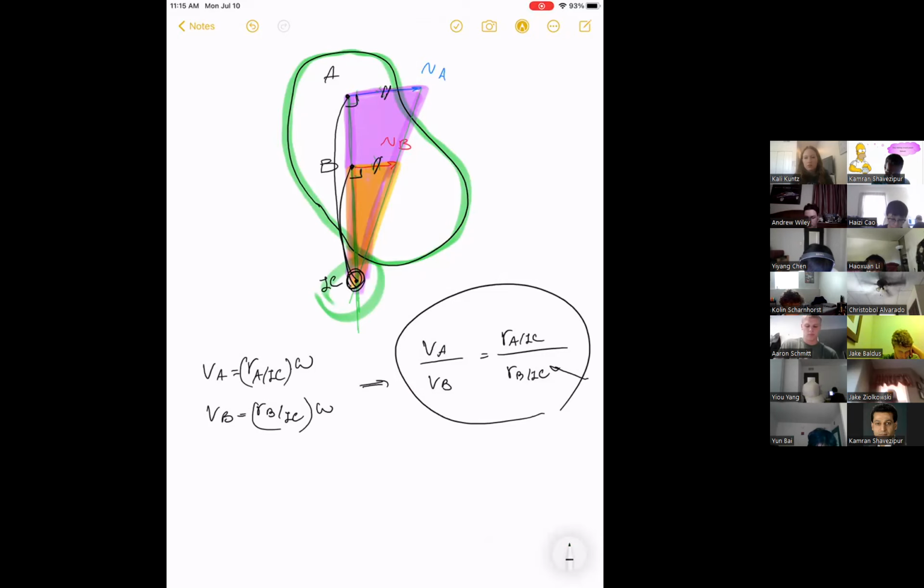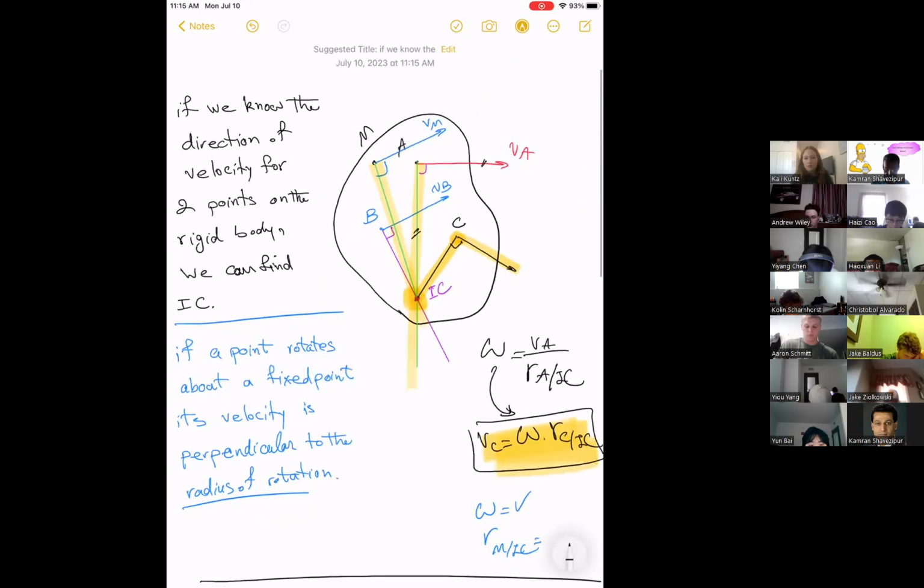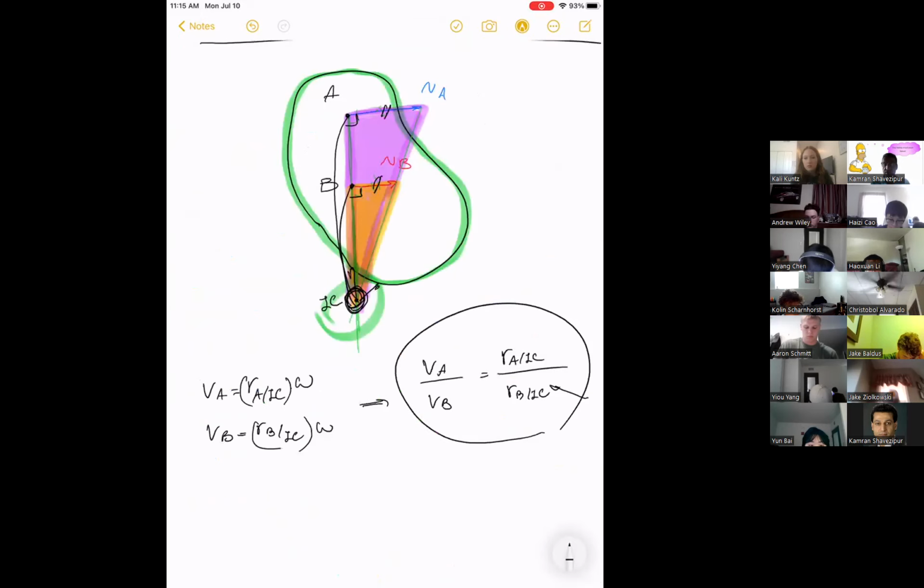It looks like you weld something to this, and now everything rotates about this point. If you look at this example that we had last week, IC fell inside the rigid body, but sometimes it may fall outside the physical boundaries that we see. And that's okay.